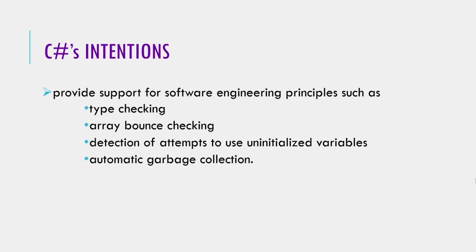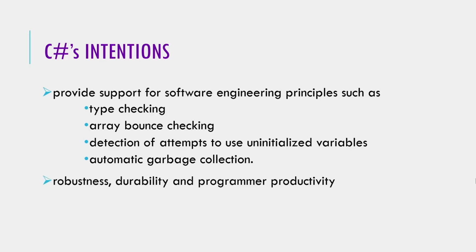C Sharp's intentions provide support for software engineering principles such as type checking, array bounds checking, detection of attempts to use uninitialized variables, and automatic garbage collection. We don't need to worry about garbage collection and memory allocations. And it provides robustness, durability, and programmer productivity.